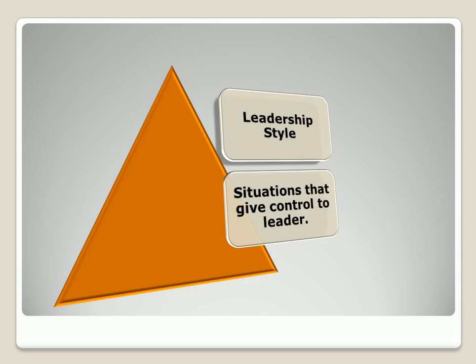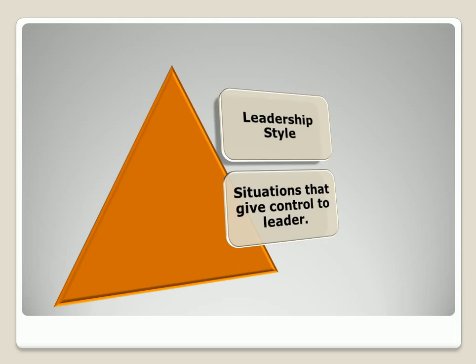Now, this model states that there is no one best style of leadership, and instead, a leader's effectiveness is based on the situation. And this is the result of two factors: leadership style, and second, the situation that you control as the leader. We can say these are the situational favorableness or the situational control.